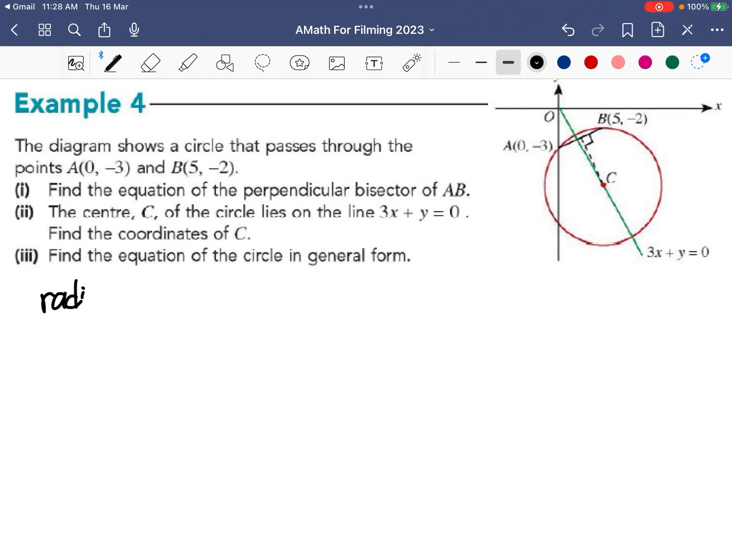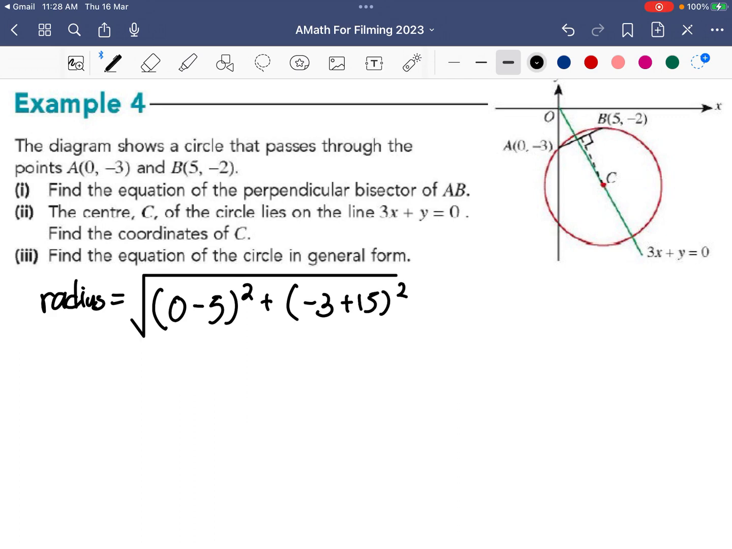So I find the radius, which is the square root of (y2 minus y1) and so on, and I'm using A and C. So the square root of (0 minus 5) squared plus (negative 3, negative becomes positive, 15) squared. What I get is that the radius of my circle is 13 units.